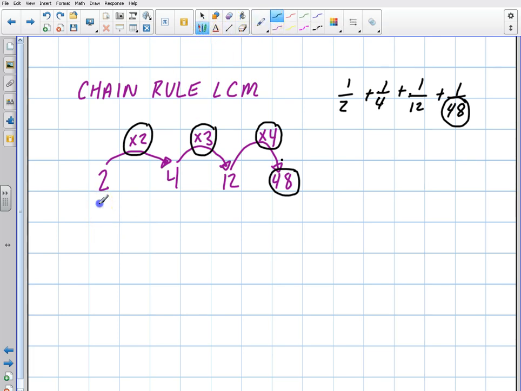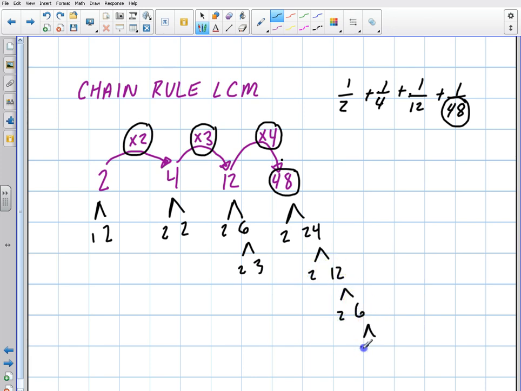Okay, so let's go to 2. So for 2, I just have 1 and 2. If I have a 4, my factors are going to be 2 and 2. If I have 12, my factors are going to be 2 and 6, 2 and 3. If I have 48, it's going to be 2 and 24, 2 and 12, 2 and 6, as such.